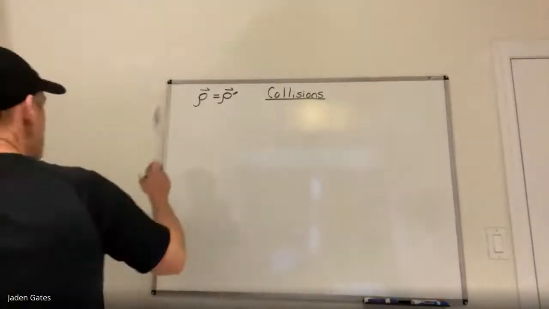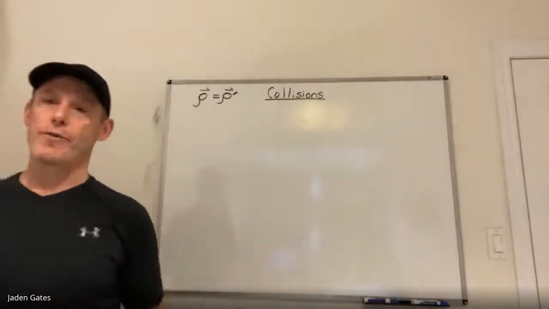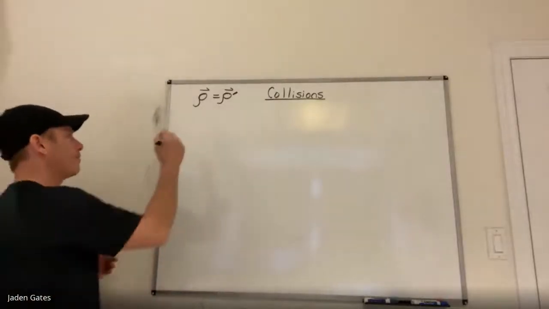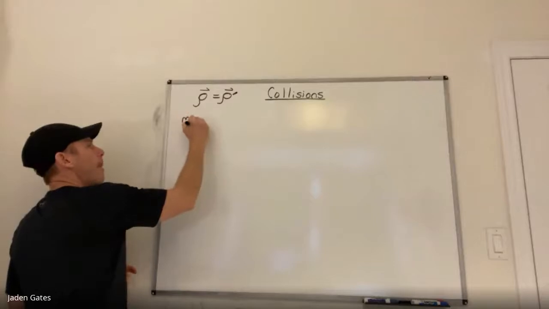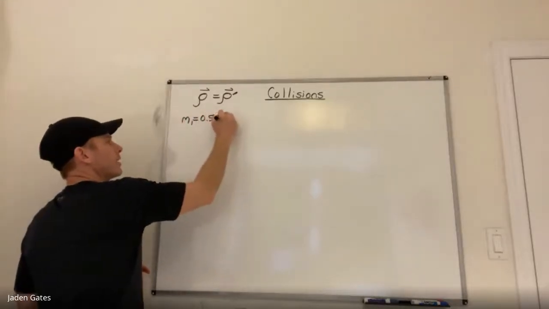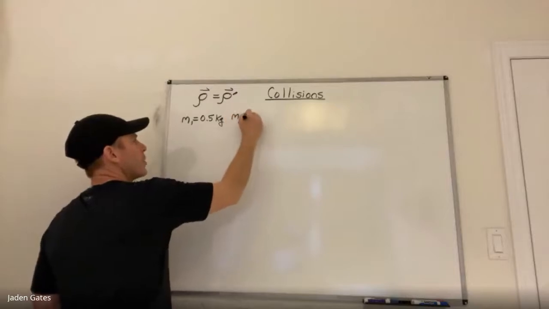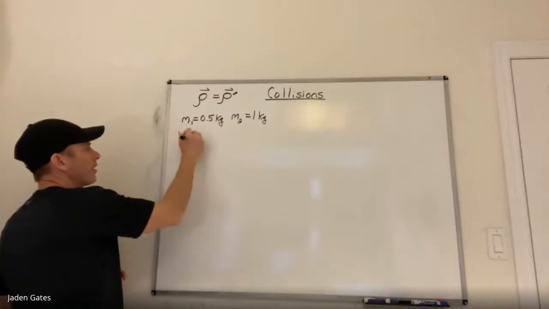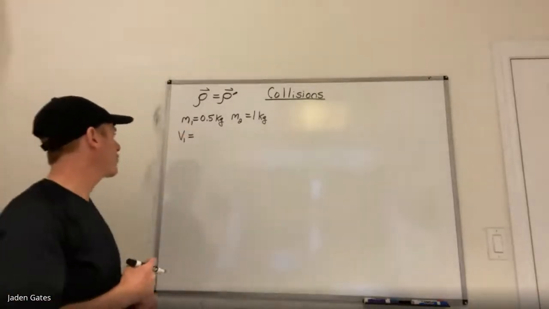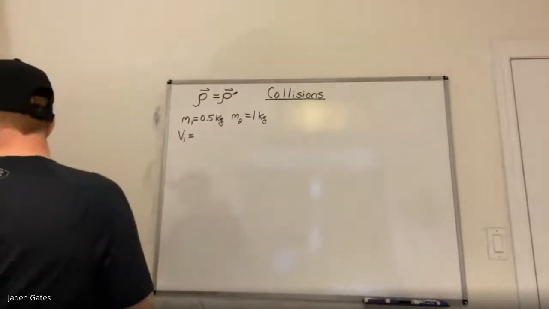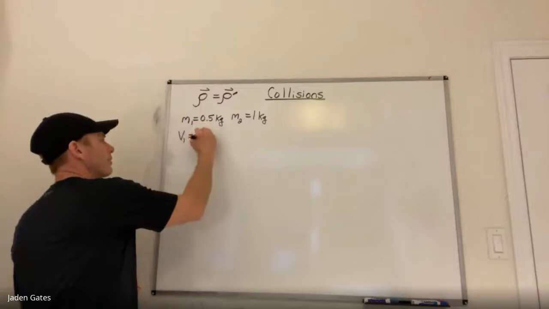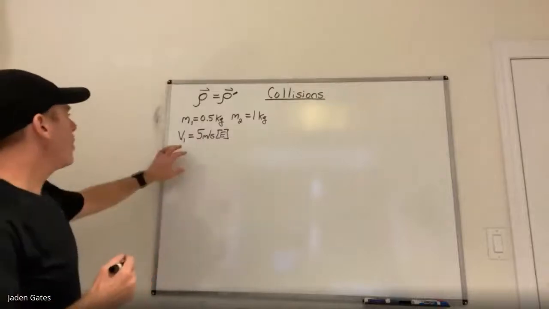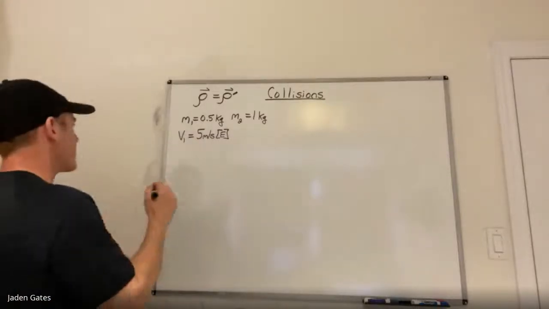Here we go, because with collisions, momentum is always conserved. The difference is in the kinetic energy. I look at our two masses: M1 is 0.5 kilograms, and M2, our second mass, is 1 kilogram. Our V1, the initial velocity of the first object, was 5 meters per second east. What we don't know, or do we know? Well, we do know the second velocity.